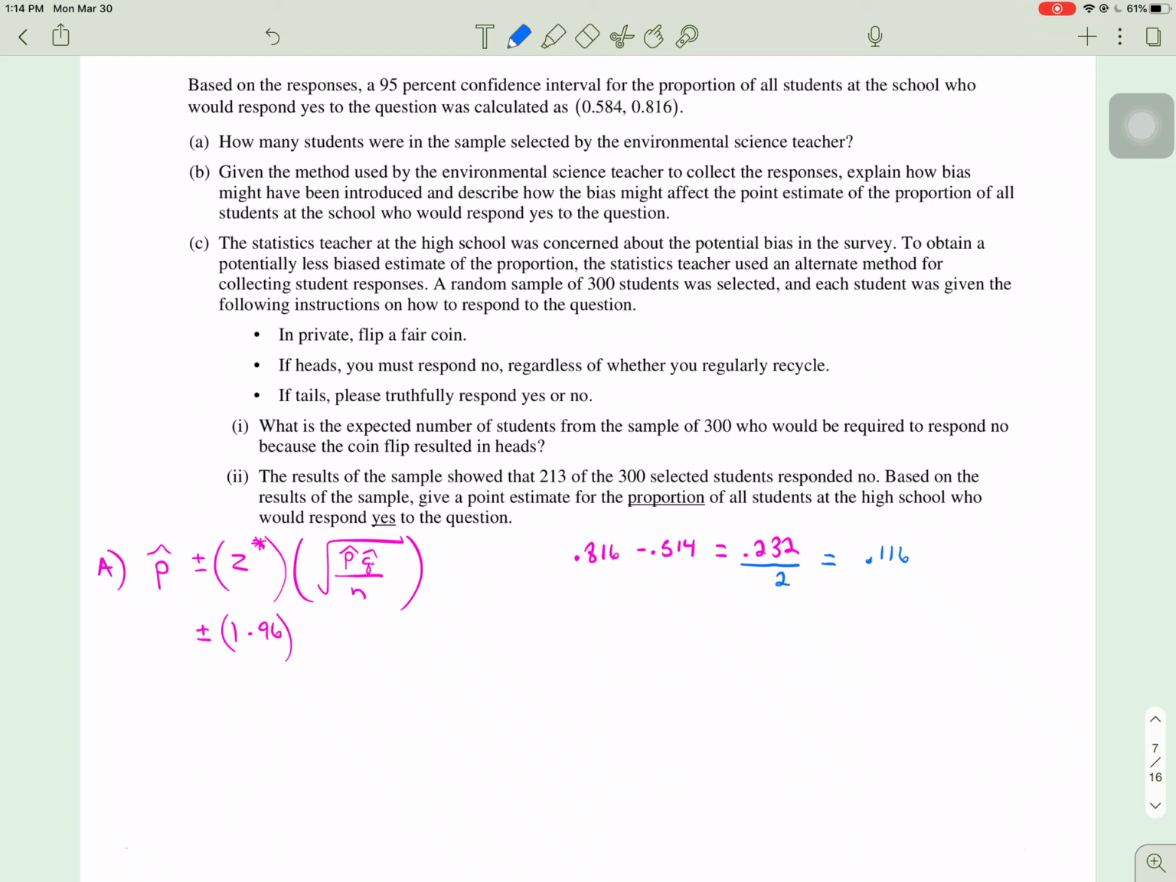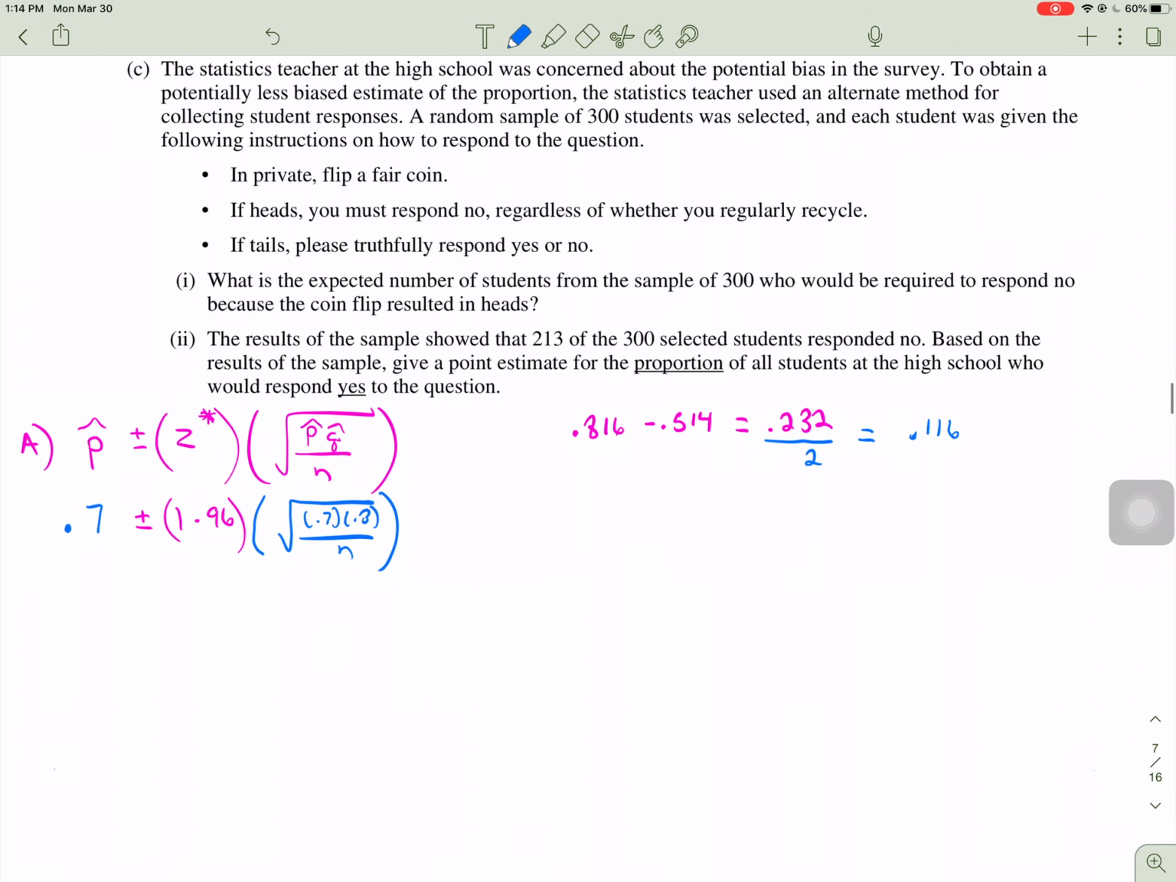Now, a couple other things. If you want to know what the point estimate is, which I don't know if we have to, but you could do 0.816 minus 0.116 or 0.584 plus 0.116, and that'll tell you 0.7. And then this standard deviation, well, actually, yeah, we did need that because now we know it's the square root of 0.7 times 0.3 over n. And we know that this whole right side has to equal 0.116. So it just becomes a little bit of algebra here. This is our margin of error, 0.116, what we add and subtract.